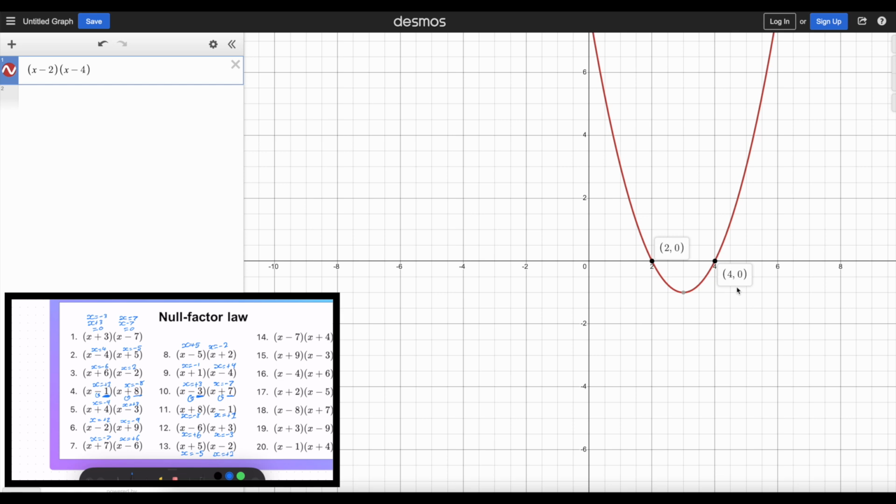But that is how to use the null factor law. Factorize your quadratic equation, and if you can factorize it into two nice brackets, find the x value for one of the brackets so that that bracket equals 0, and then find the x value for the other bracket so that that bracket equals 0.